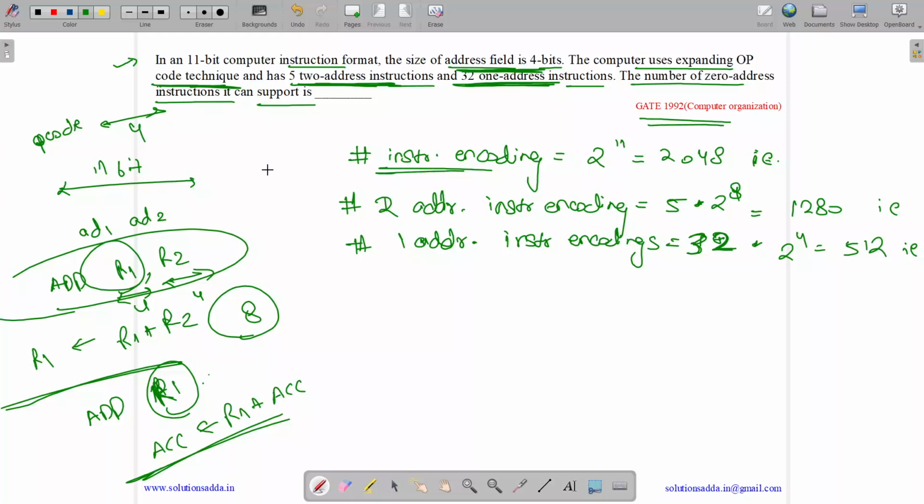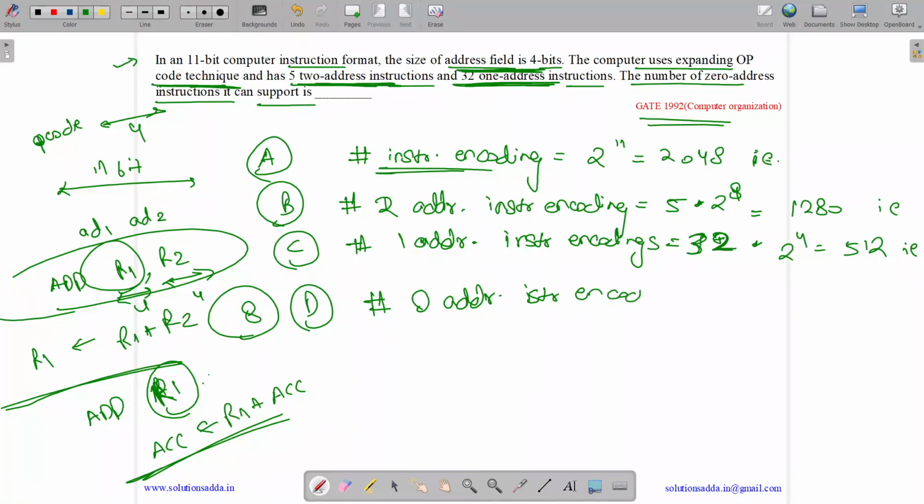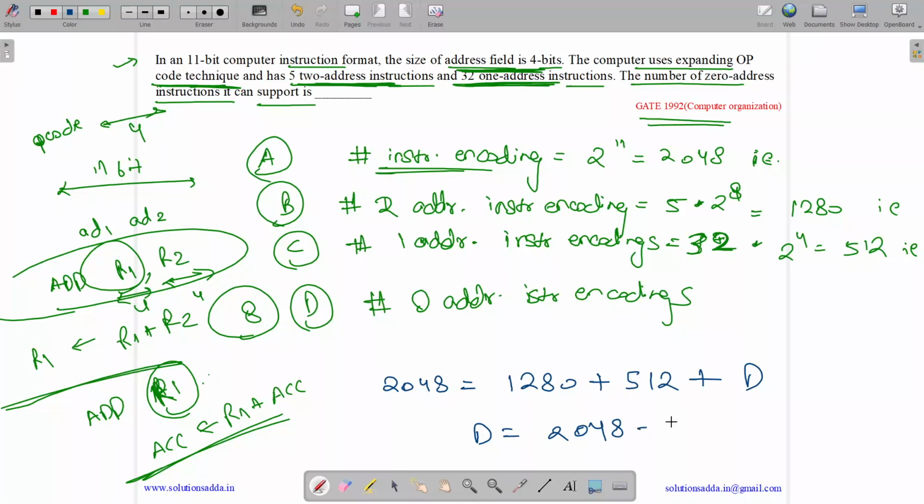So this total, let us suppose this is A. A should be equal to B plus C plus D. And what is D? D is number of zero address instruction encodings. So what is A? It's 2048. Total should be equal to 2 address plus 1 address plus 0 address. So D equals 2048 minus 1280 minus 512. So what is it equal to? It is equal to 256. So number of 0 address instruction encodings are 256. So the answer is 256 zero address encodings.